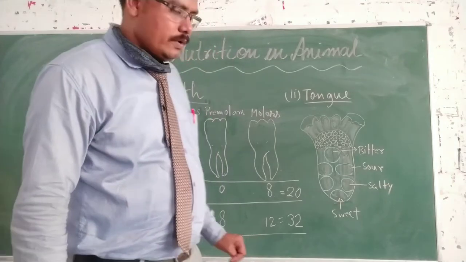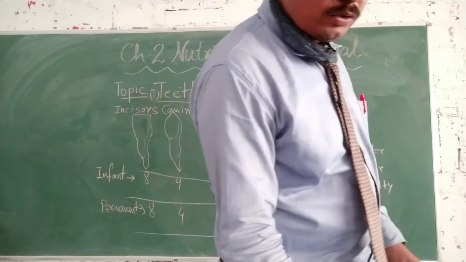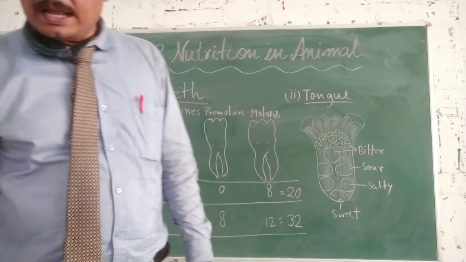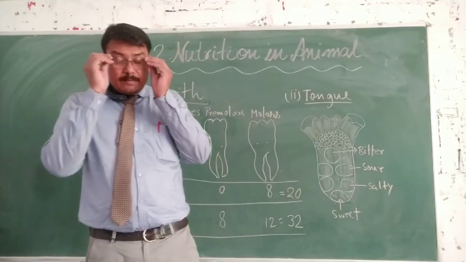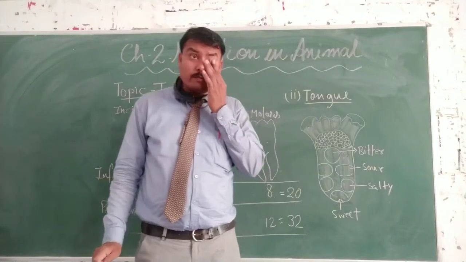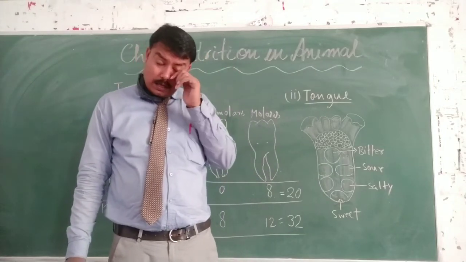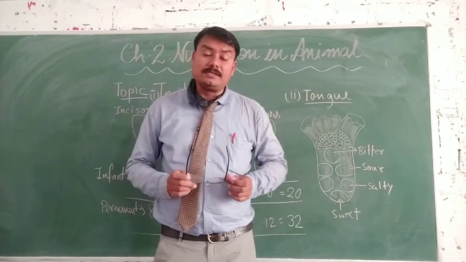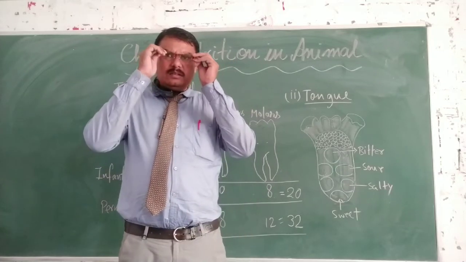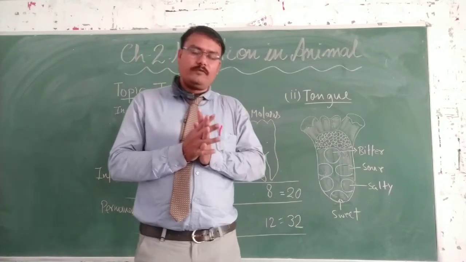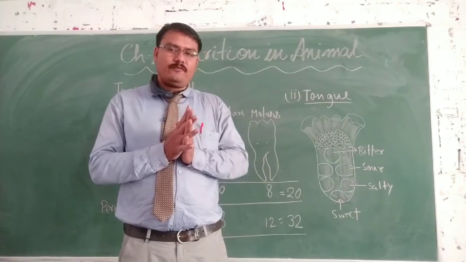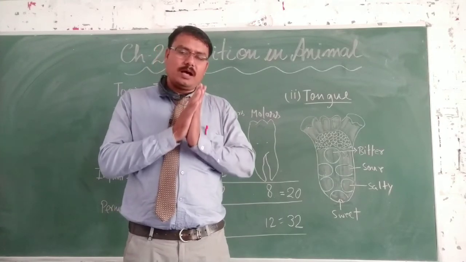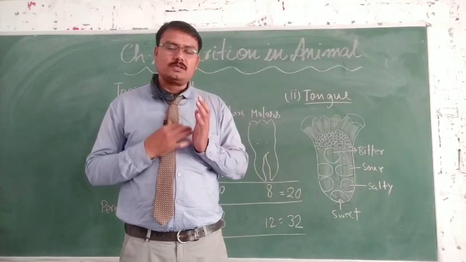Okay, students. Now, the next topic I am going to explain is saliva. What is saliva? Saliva is an enzyme secreted from the salivary gland, called salivary amylase, that helps in partial digestion of the food in the mouth as well as mixes in the food to make it slippery to pass into the esophagus tube.